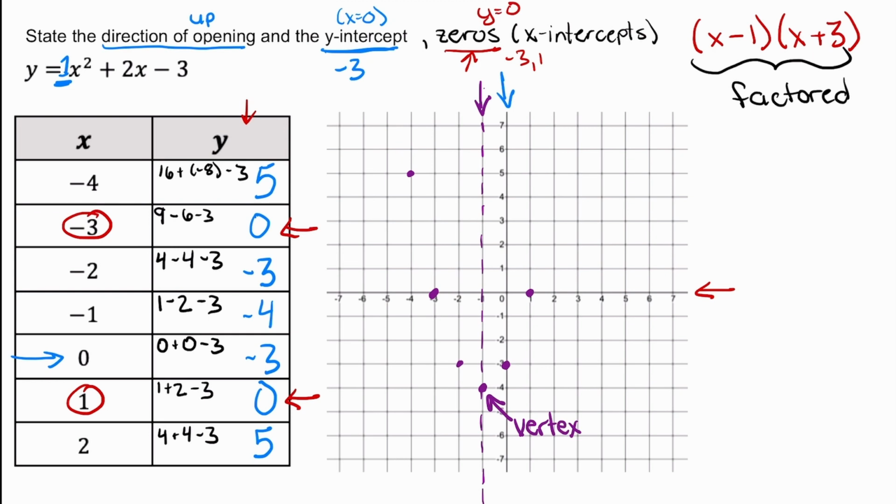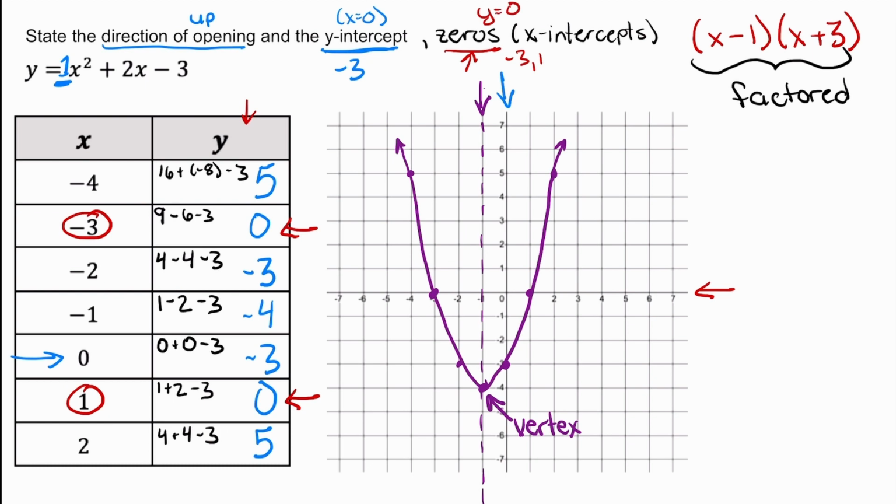Then we have at 0, we have -3. We already have that on there. 1, the value is 0. And at 2, the value is 5. So we can just connect all of these dots, and it's going to continue off. So that's our parabola, or our quadratic.